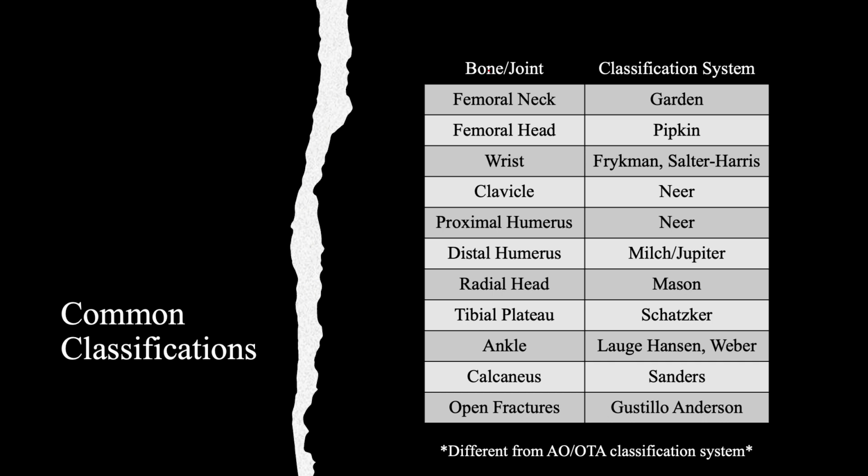The Weber is a much simpler classification system, speaking about the fracture in relation to the syndesmosis. However, the Lauge-Hansen uses the actual movement that was used during the injury. It's a lot more complicated, a lot more goes into that classification. But if you understand at least Weber, Lauge-Hansen gets a lot easier. The calcaneus, the Sanders, and the open fractures, the Gustilo-Anderson classifications.